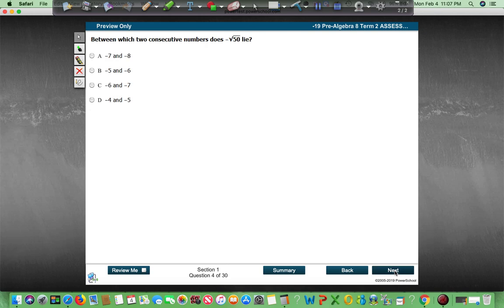Question 4. Between which two consecutive numbers does the negative square root of 50 lie? A, negative 7 and negative 8. B, negative 5 and negative 6. C, negative 6 and negative 7. D, negative 4 and negative 5. Remember to pause after each question to mark your answer.